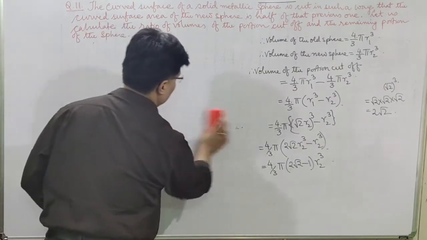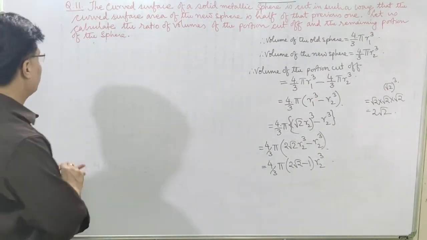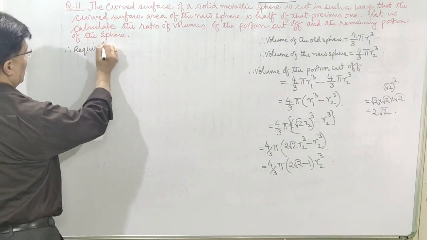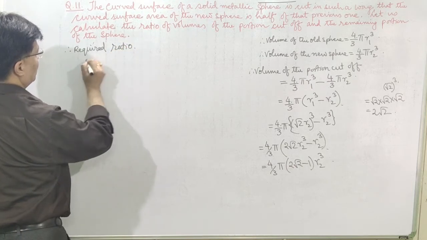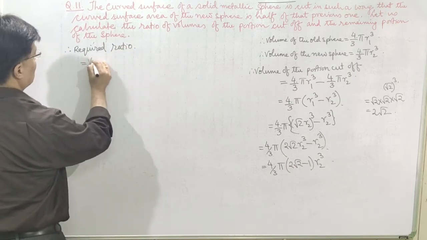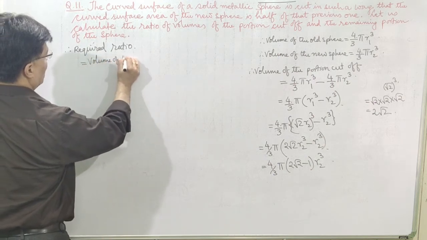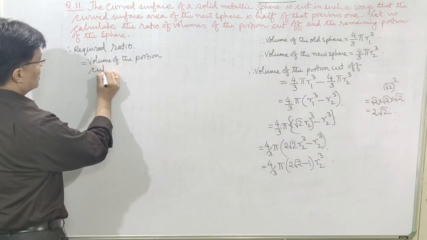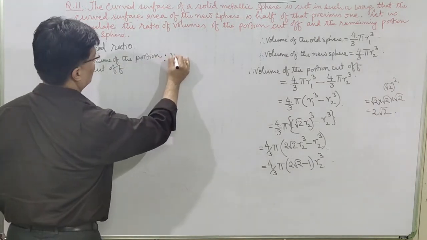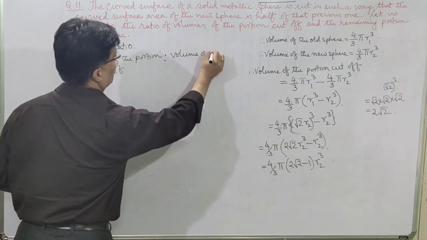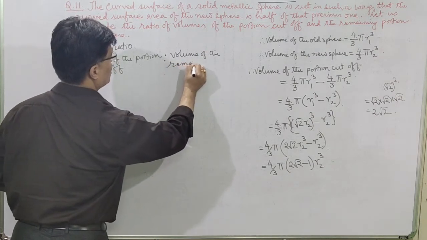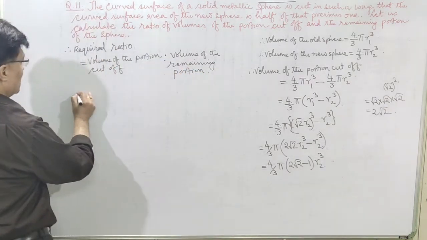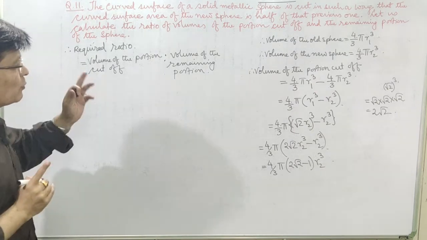So let us write down here, therefore, required ratio is equal to volume of the portion cut off is to volume of the remaining portion. So which is equal to, what is the volume of the portion cut off out here?